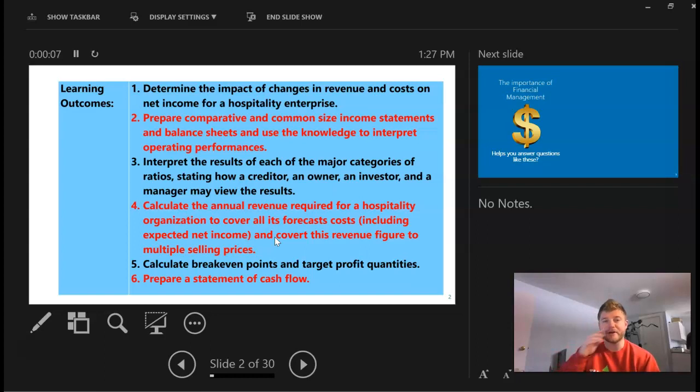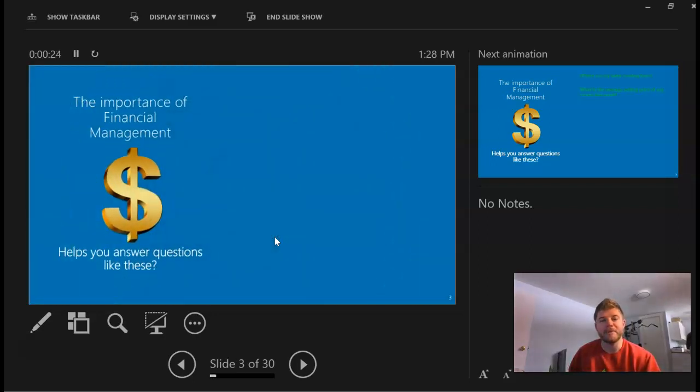So as you can see here, a couple of learning outcomes for this particular course. Now I have gone through these. I won't go through these in detail right now. Take a look at these when you have a moment. These are the things that you will want to know that you can successfully prove to be able to pass this course. But ultimately, we want to ask ourselves, what is the importance of financial management?